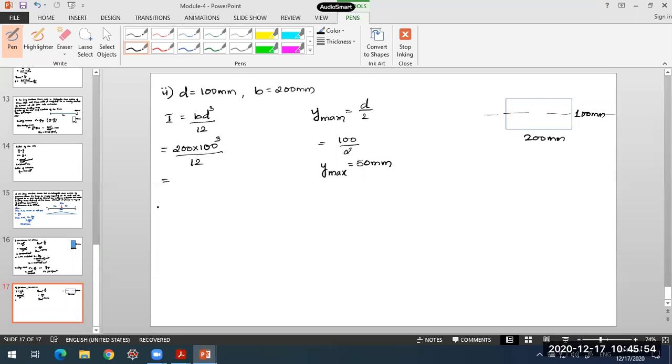What about the I value? It is 16.6 into 10 raised to 6 mm raised to 4. For us now, the section modulus will be I by y max. So that will be 16.6 into 10 raised to 6 divided by 50.